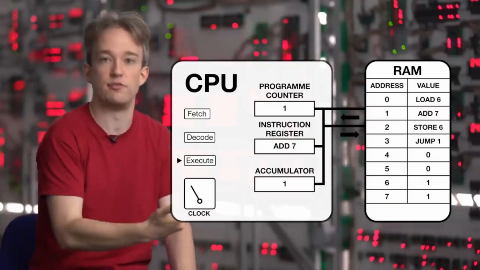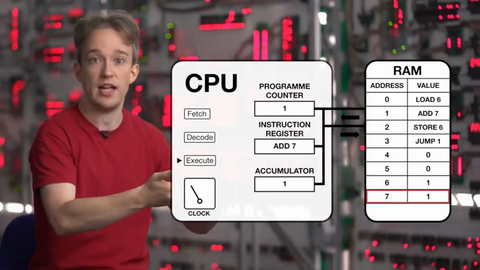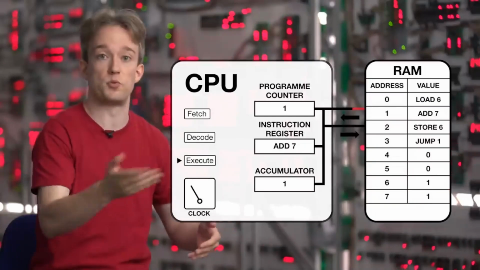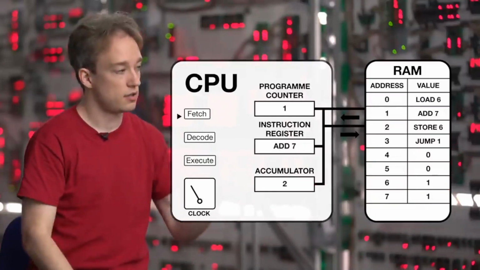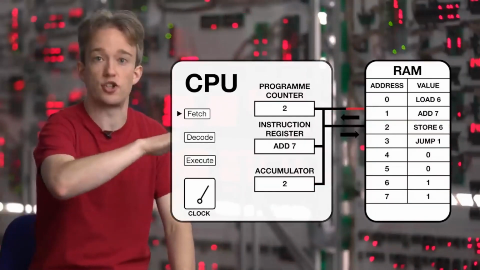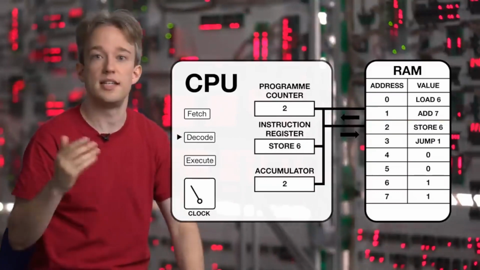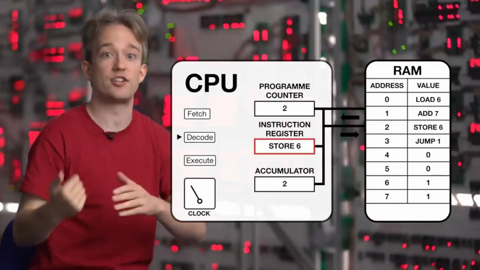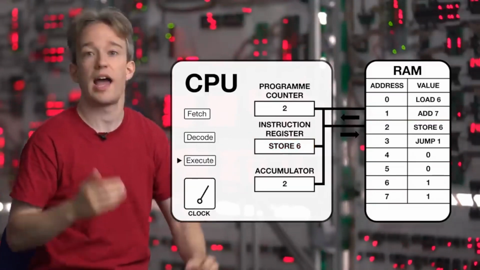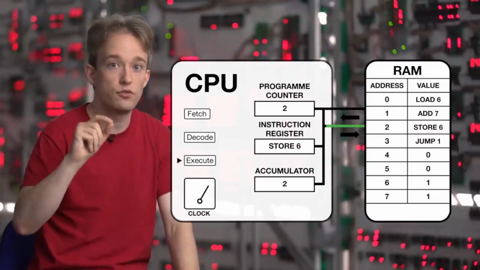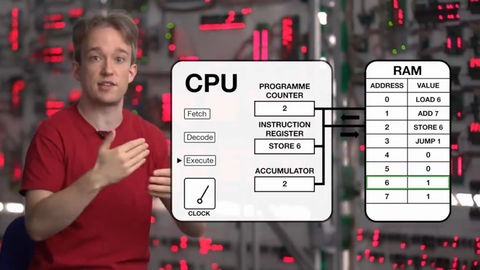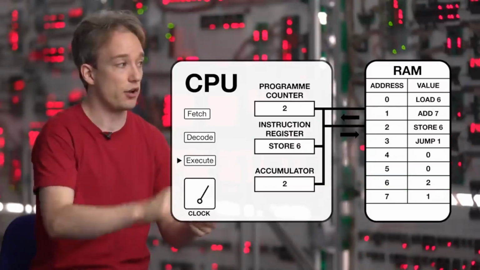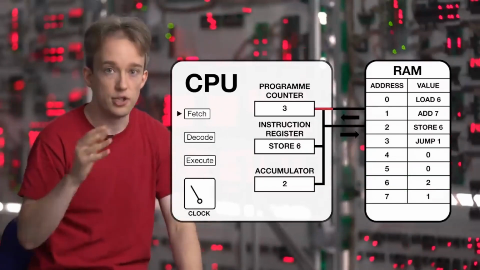Execute. The CPU executes the instruction. We add the value at address 7, and in this case it's the value 1. 1 plus 1 is 2. Fetch. From the next memory location, number 2. Decode. An instruction to store the value in the accumulator into RAM at address 6. Execute. Now notice that we are overwriting what's already there, so address 6 now has 2 in it instead of 1.